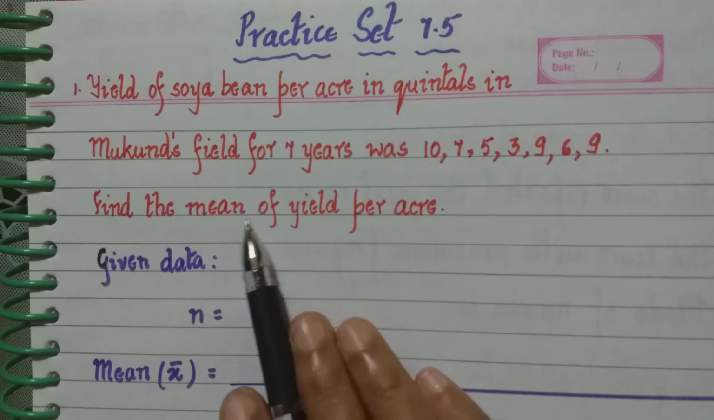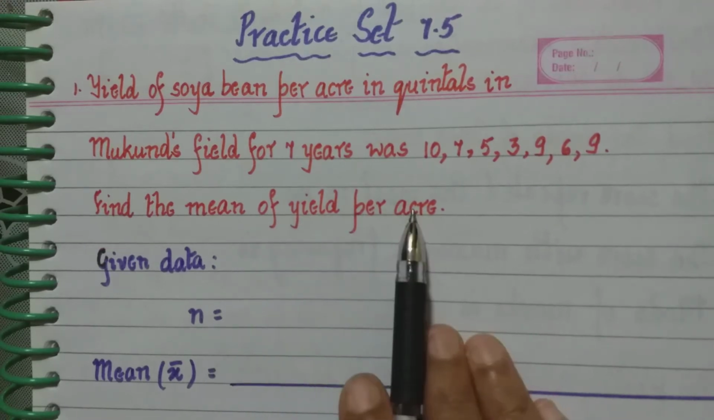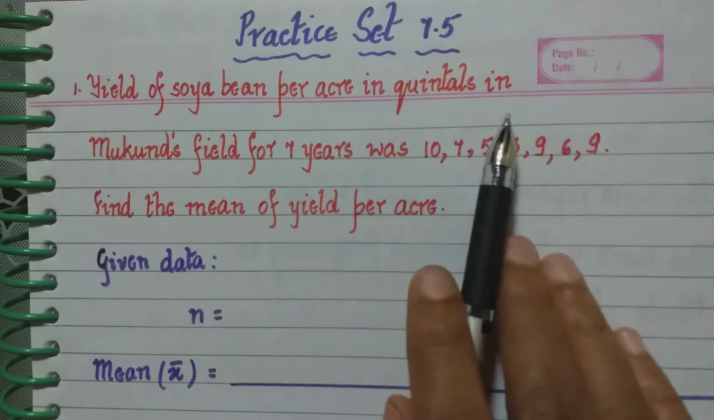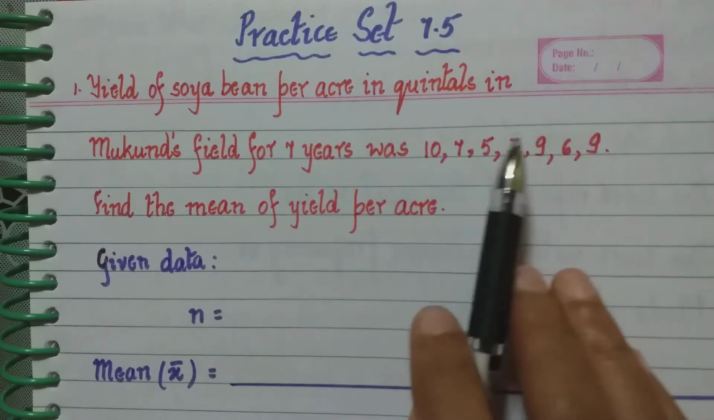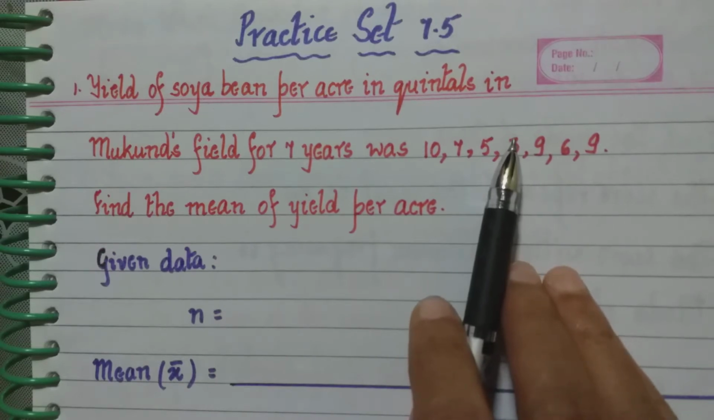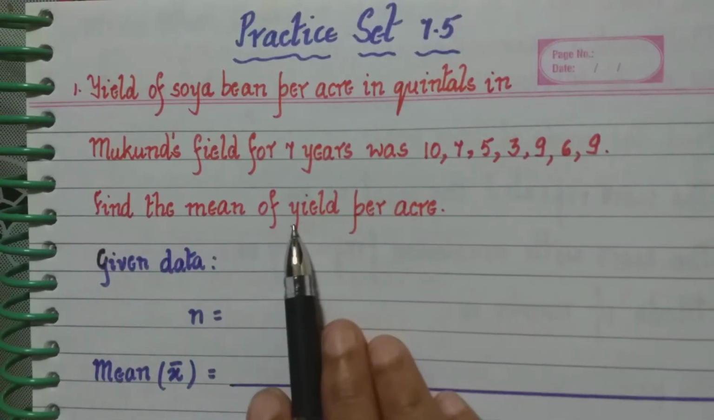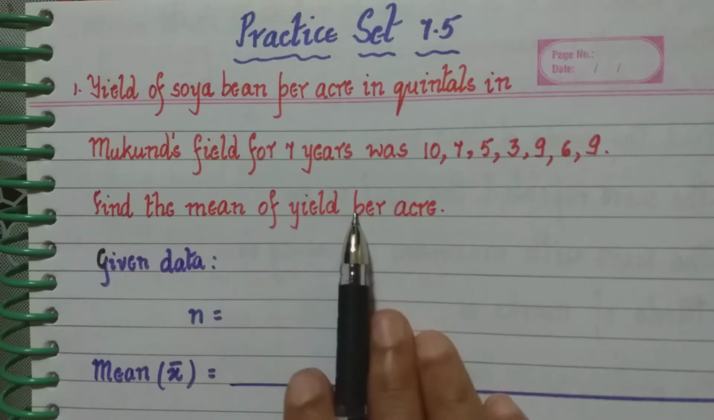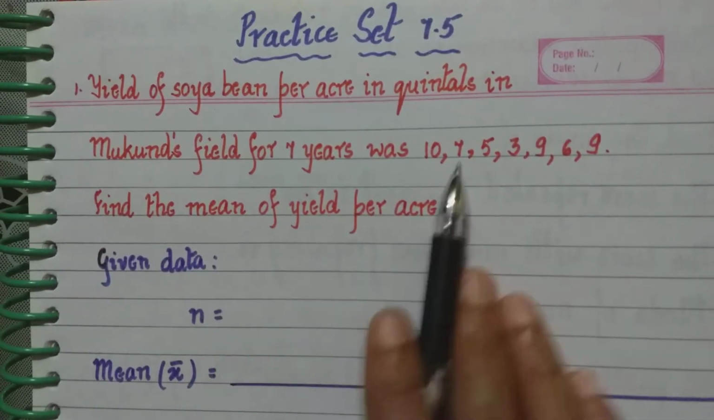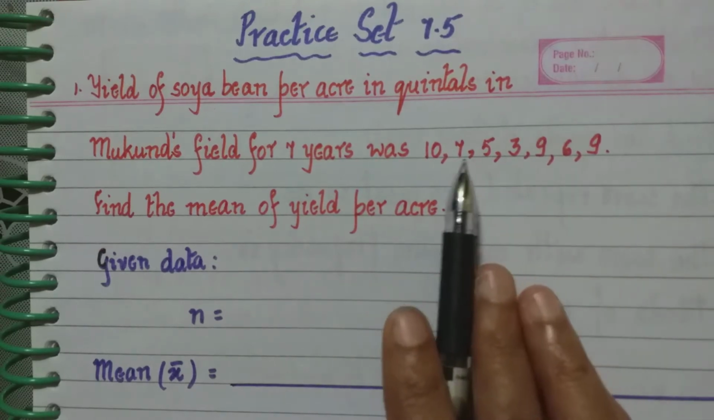What have they asked? Find the mean of yield per acre. So in every acre, so many quintals were present for 7 years. He got so many quintals of yield for 7 years. They want to know the mean of yield per acre. Mean is nothing but average. So what is the given data? Let us write these numbers.